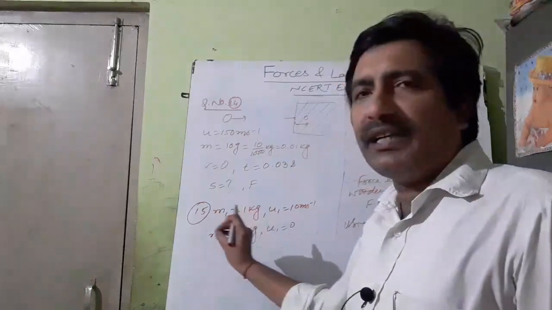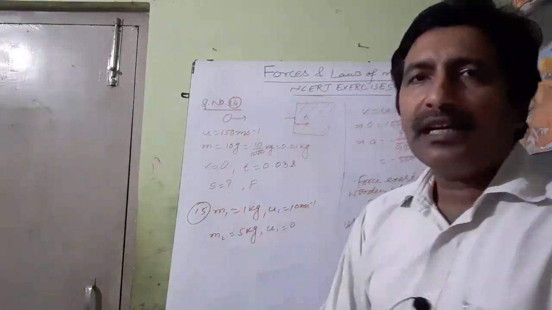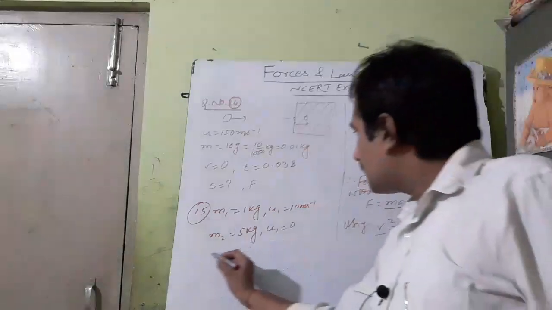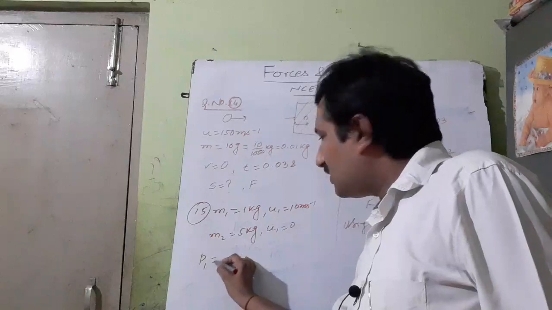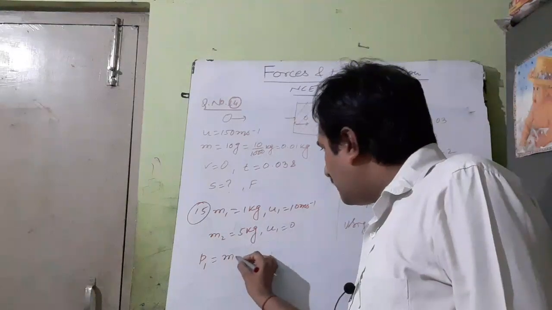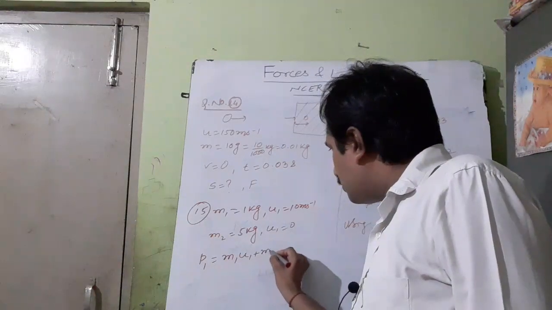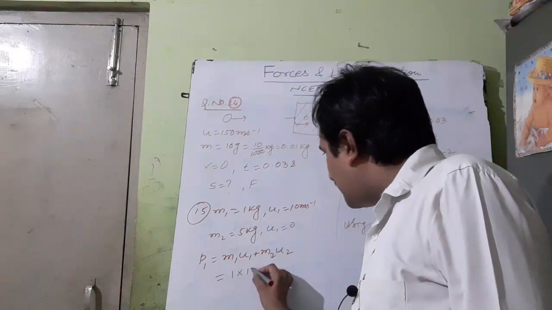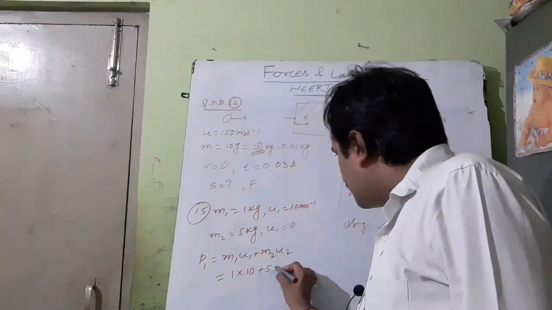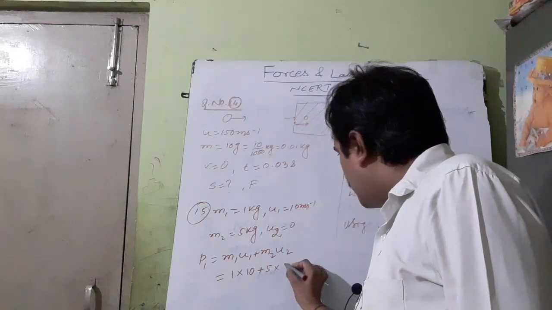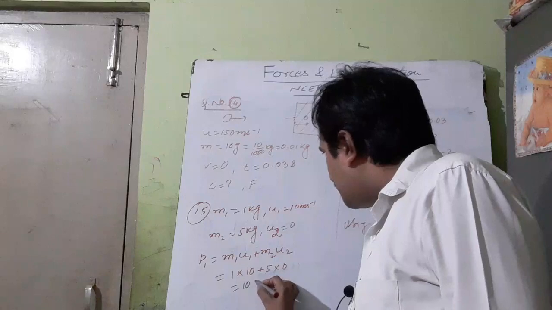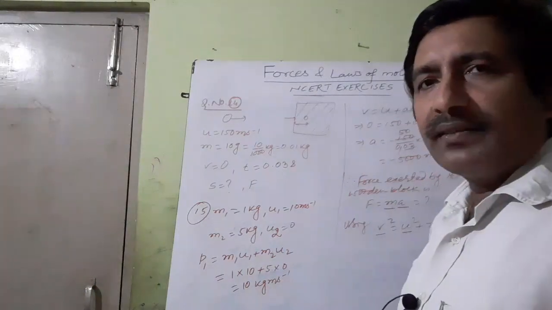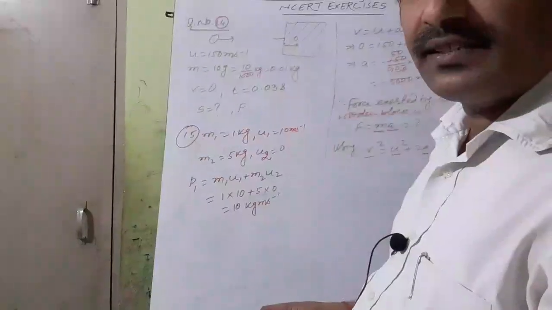So let me calculate the momentum before the collision. Momentum before the collision, P1, is equal to M1 U1 plus M2 U2. You see, M1 is 1, U1 is 10, plus M2 is 5, U2 is 0. So this is 10 kg meter per second. This is the initial momentum.